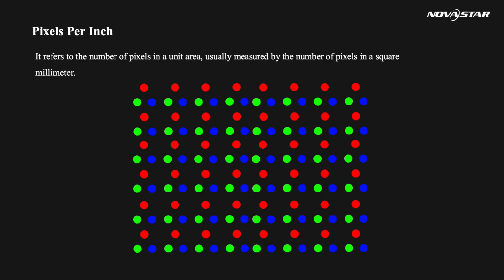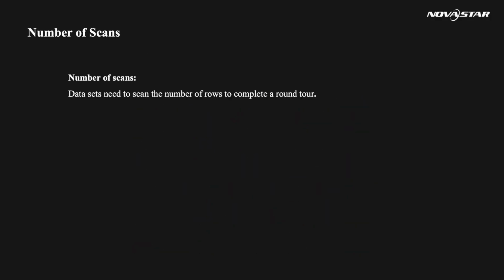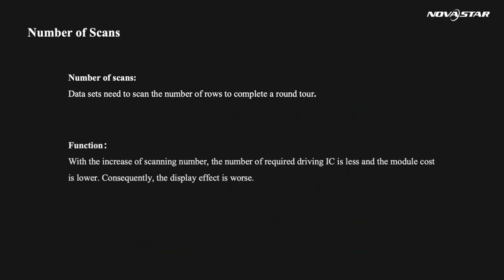Then there is pixels per inch, which refers to the number of pixels in a unit area, usually measured by the number of pixels in a square millimeter. Then number of scans. Number of scans means the display needs to scan a number of rows to complete a round. With the increase of scanning number, the quantity required for driver IC is less, and the module cost is lower. Hence, the display effect gets worse.